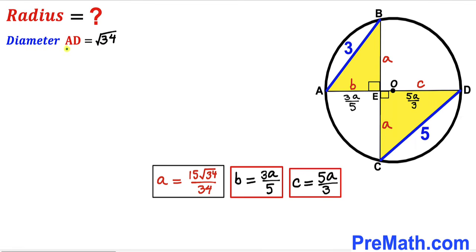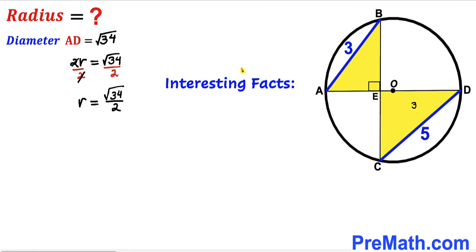And we know our diameter AD is equal to 2 times radius lowercase r. So therefore I can write 2 times radius lowercase r equals square root of 34. Let's divide both sides by 2 to isolate radius lowercase r. So therefore our radius lowercase r turns out to be square root of 34 divided by 2 units.